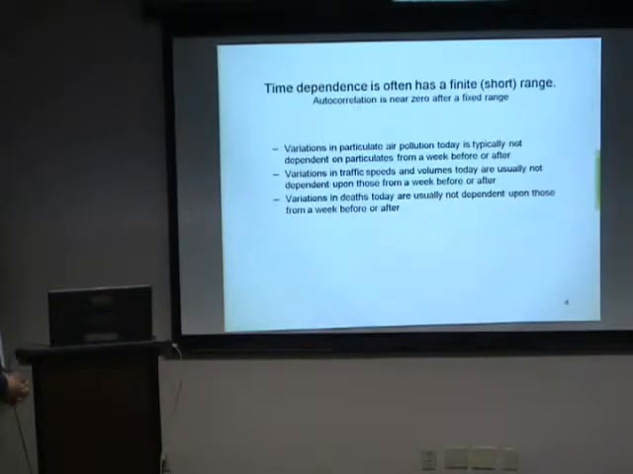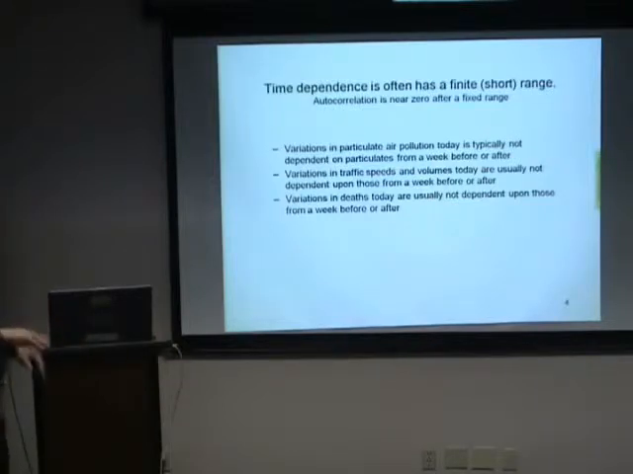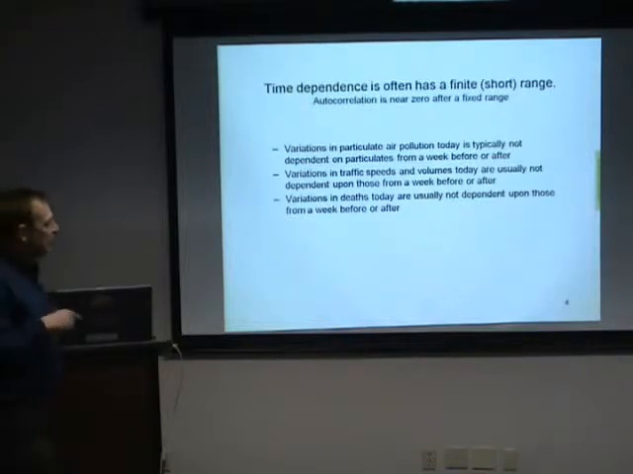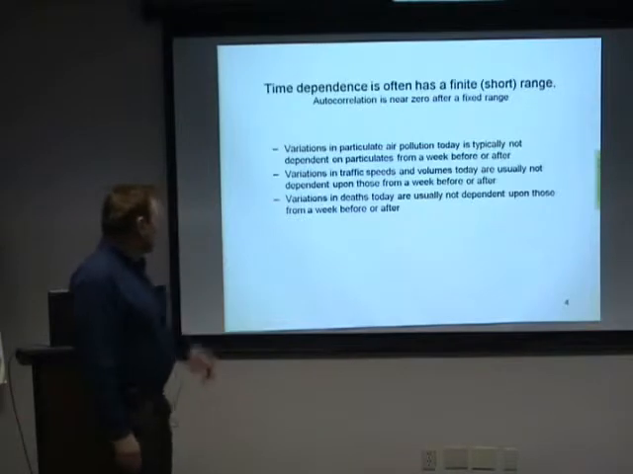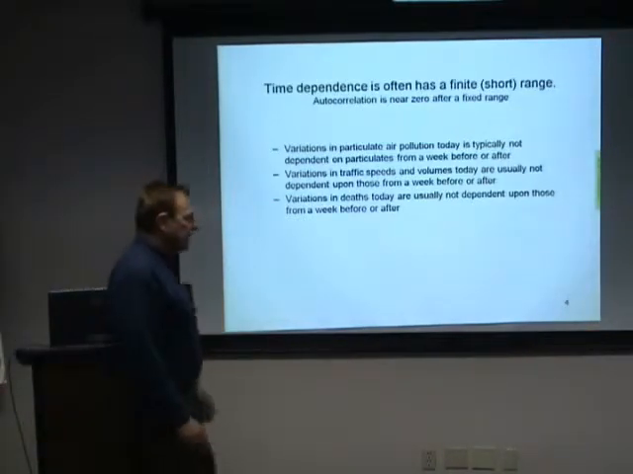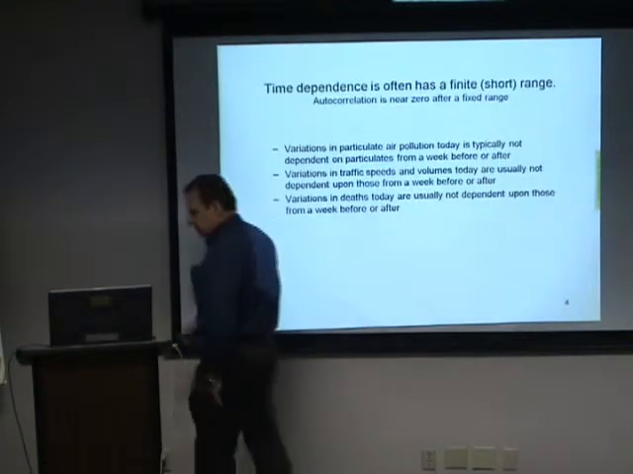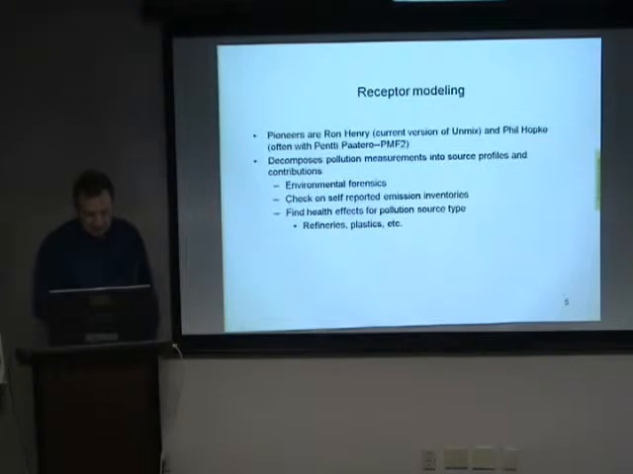Variations in traffic speed and volume today usually don't depend on yesterday or tomorrow, unless there's an accident that doesn't get cleared, and then you start again. And this is errors off the mean model. I mean, the pattern for the mean can repeat from day to day, but the variations from the pattern typically don't, and variations of deaths today are not usually dependent on those from a week before or after, unless there's an unusual event. So this is very general.